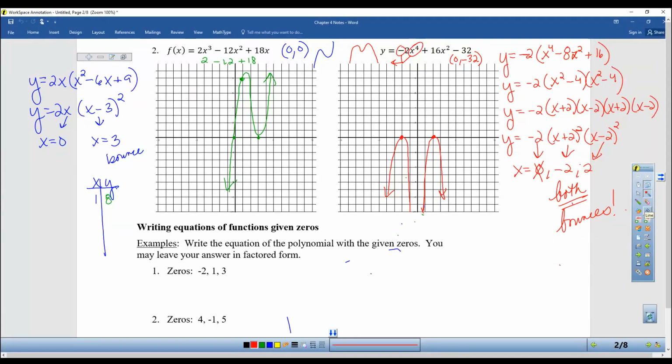All right, so we've done 4 graphing. You'll have some for homework. The key is factor and y-intercept.